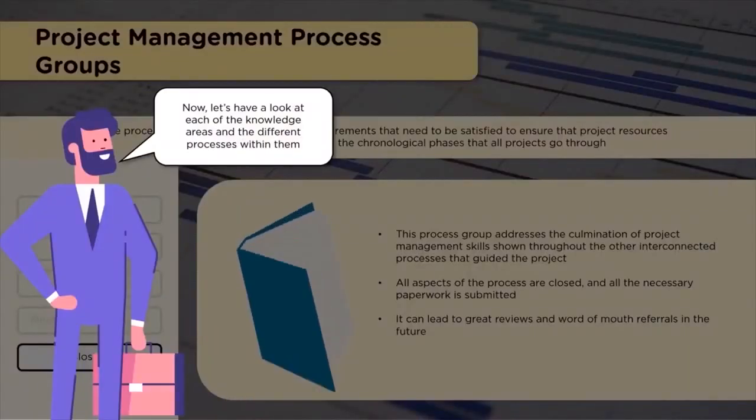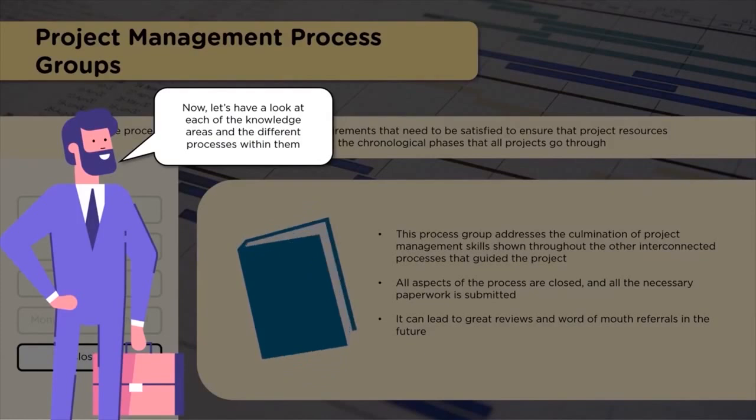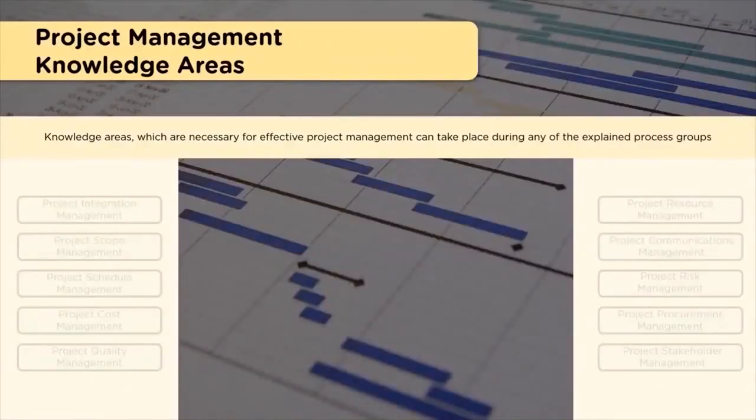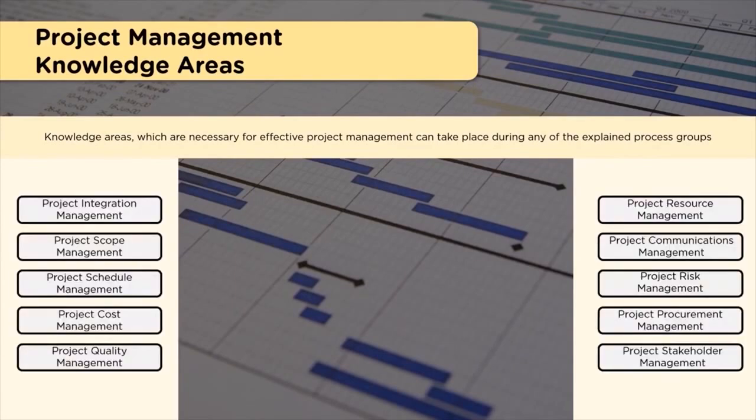So now let us move towards understanding each of the knowledge areas and the different processes within them. How many processes in each of the knowledge areas align with the process groups, we just saw in the table, but now let's understand what those are exactly. Knowledge areas are necessary for effective project management, which can take place during any of the explained process groups. So they are 10. Those are project integration management, project scope management, project schedule management, project cost management, project quality management, project resource management, project communication management, then project risk management, project procurement management, project stakeholder management.